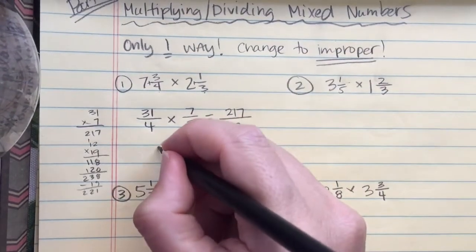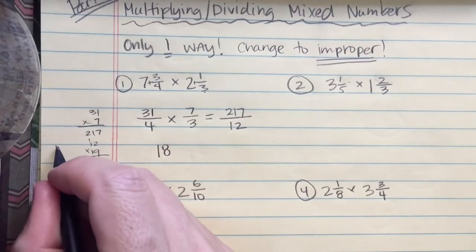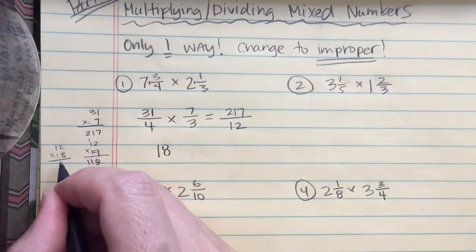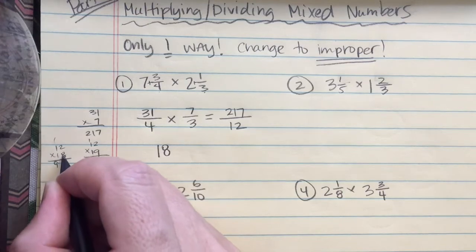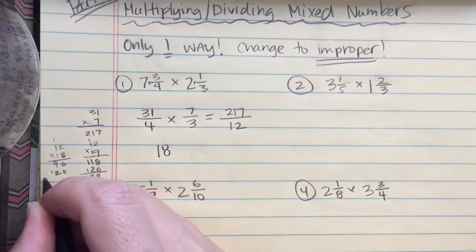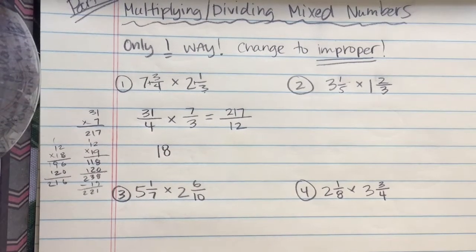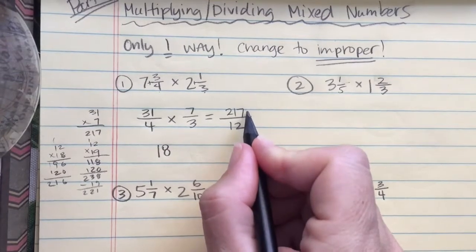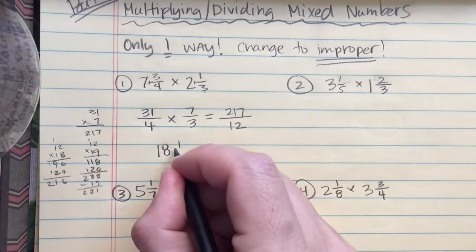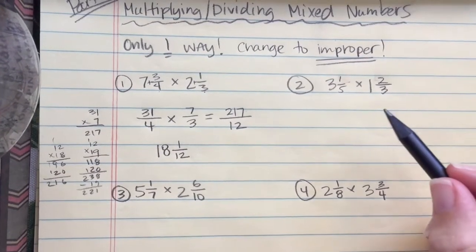All right, I think it goes in 18 times. I'm just going to double check. 12 times 18. Yep, gets you 216. Okay, so 216, that means we have 1 left over, so it'll be 18 and 1/12. Ooh, I made it mean for you that first time. This one's gonna be easier.